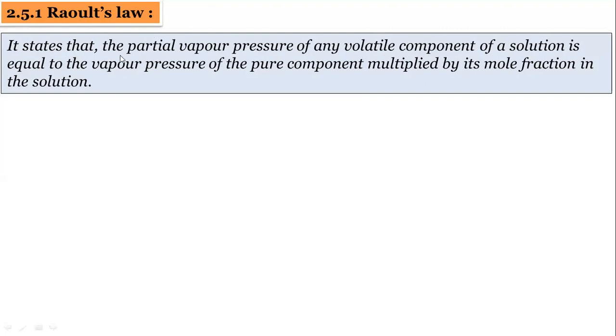See, this word is newly introduced: partial vapor pressure or vapor pressure. Forget about this word partial. So what is this Raoult's law? It states that the partial vapor pressure of any volatile component of a solution, means if any volatile component is present in the solution, is equal to the vapor pressure of the pure component multiplied by its mole fraction in the solution.